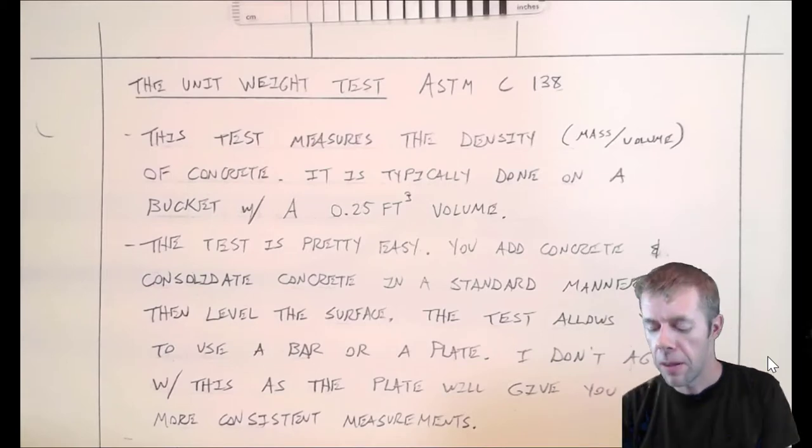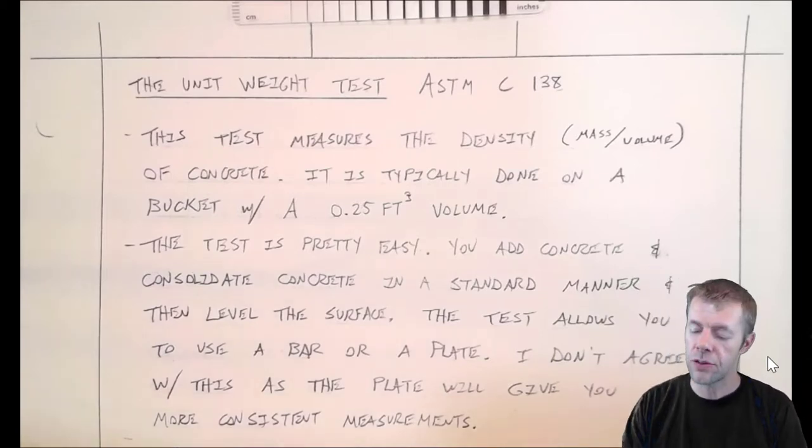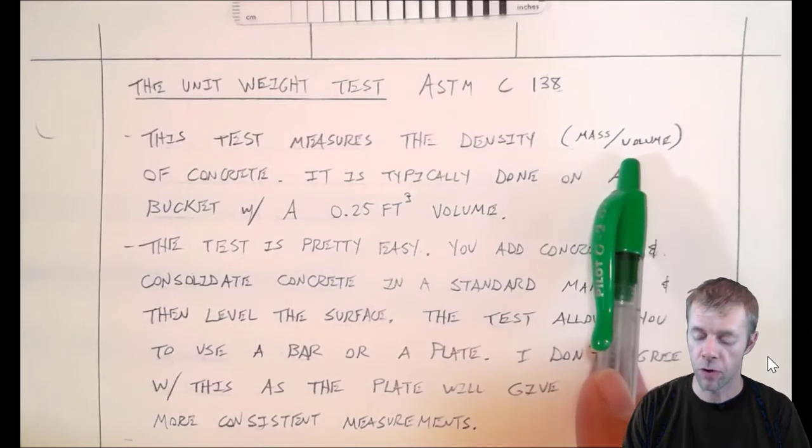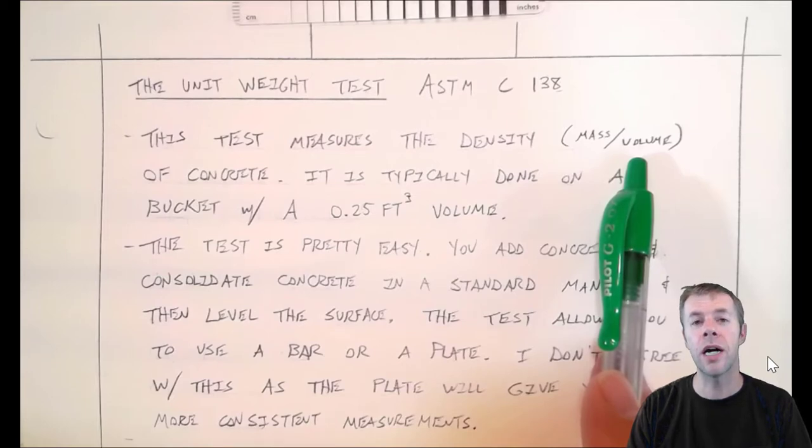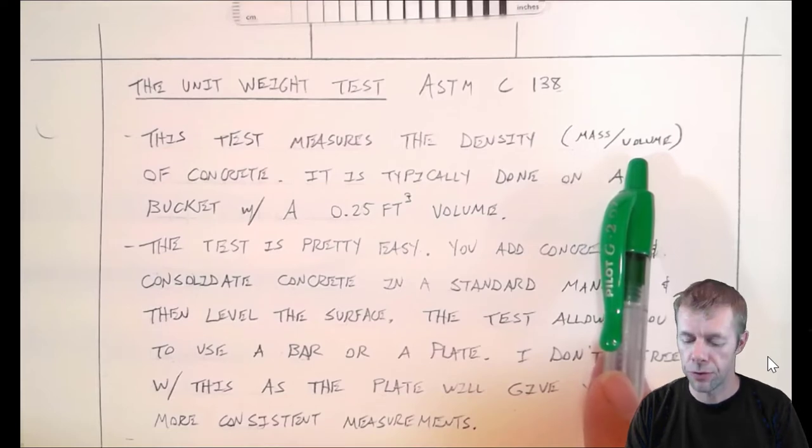This test measures the density. That's the mass divided by the volume of concrete. This can be used to figure out what the unit weight is, and compare it to maybe your idealized unit weight. That would be the unit weight that you would calculate based on the concrete mix design. It's also extremely useful to evaluate how consistent your concrete is.